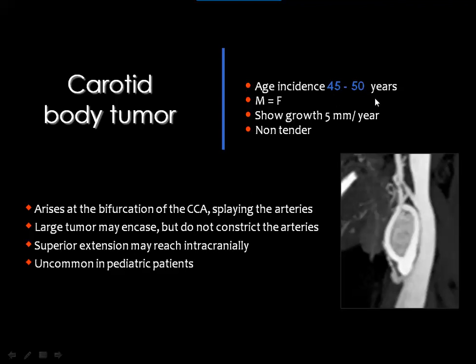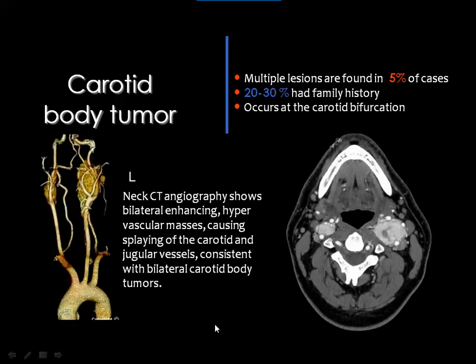The age incidence is about 45 to 50 years of age, and it is considered a more or less benign lesion with a very slow rate of growth, and this lesion is usually not tender. It arises from the glomus bodies in this particular location, and the site is characteristic. Then you may have the reconstructed images for the carotid circulation, and you see the typical location of the lesion.